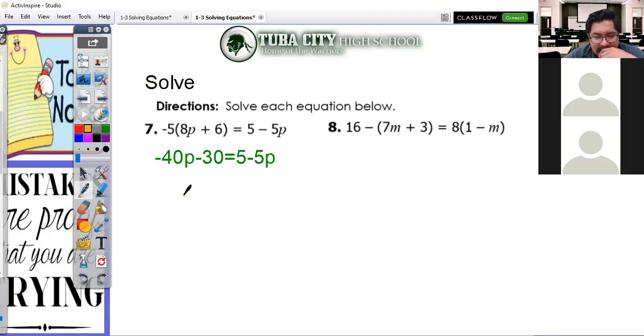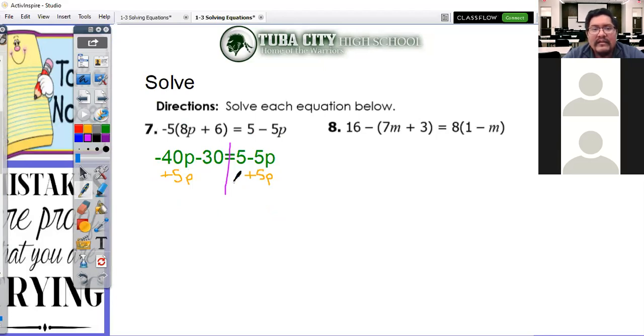I don't see anything on the same side, so I think we can go ahead and start solving this. I'm going to add 5p to both sides. Like I said, normally I would just do one step and then move to the next step, but just to save some time and some writing, sometimes I also put a slash here.